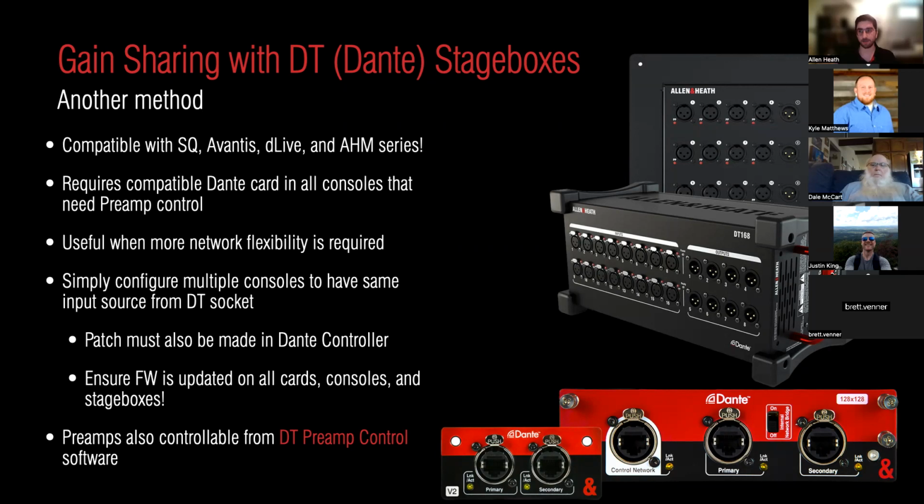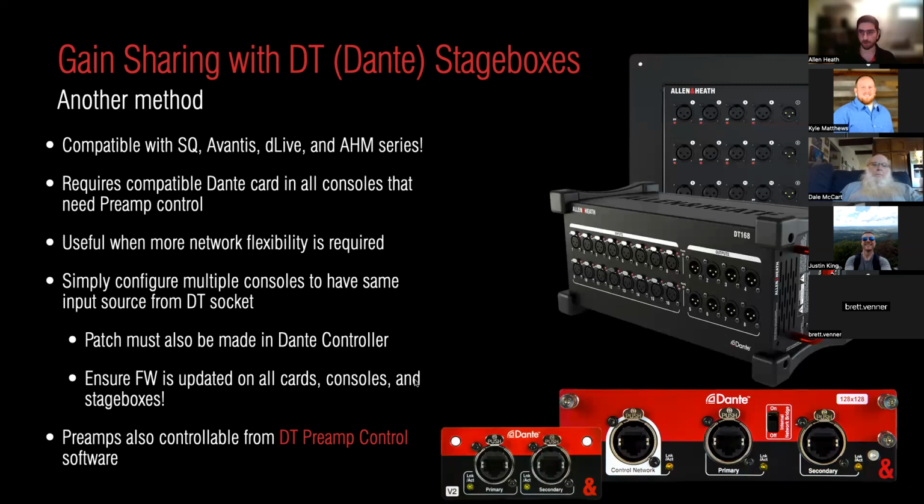What's cool about this is that, like I said, you don't need the perfect configuration. You don't need two DLives. You can use a wide range. You could use SQ, you could use Avantis, you could use AHM and DLive, and you can mix them all together, assuming you're compatible. One thing I'll note is that if you have the old M Dante card, the 48K version that was from our iLive and GLD series, those are compatible with DLive and Avantis if you use the adapter, but they don't offer that preamp control of DT stage boxes.